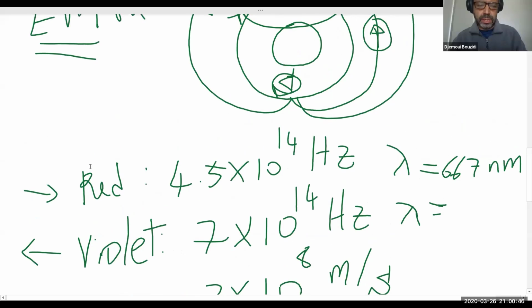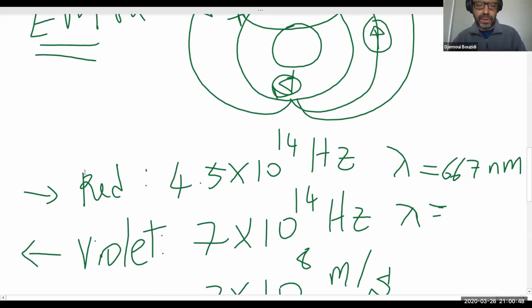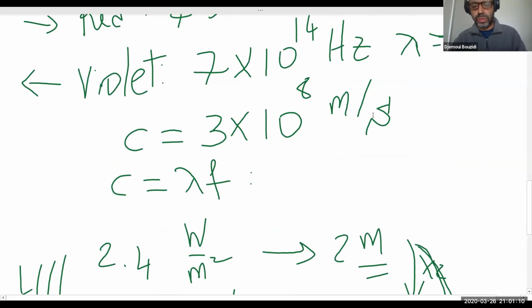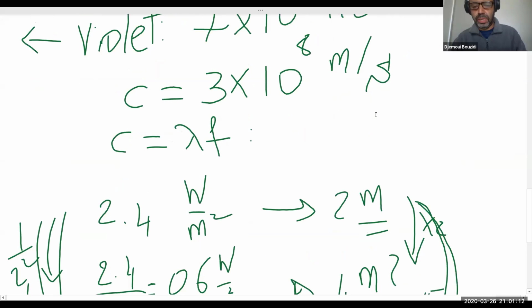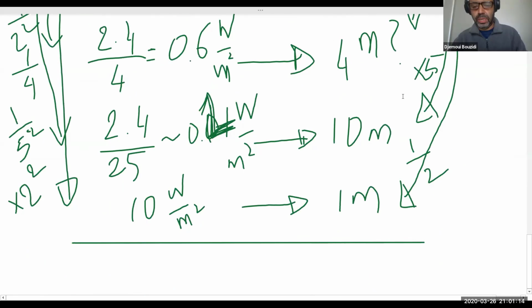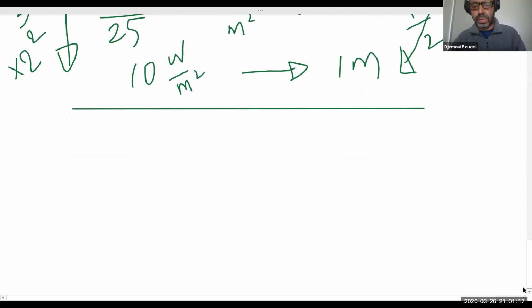Remember last time we said that if we have red light at a given frequency, which was 4.5 times 10 to the power 14 hertz, we calculated and found that the wavelength was 667 nanometers. So I want to make sure to show you step by step how to do this so that we don't do it too quickly and we miss some point when you're doing your own question.